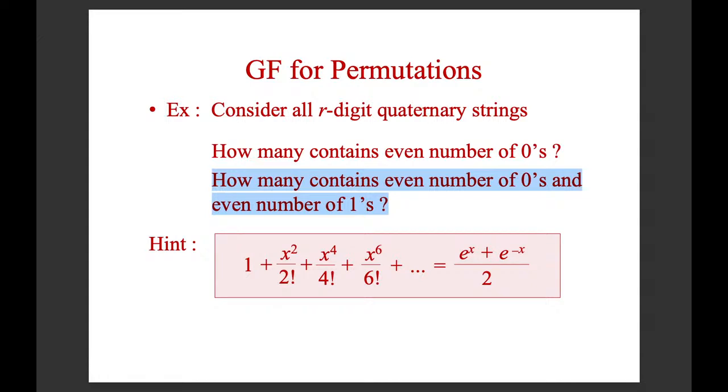And then multiply them with e to the power 2x. So we get the EGF of the whole system. And then we can analyze the coefficient of x to the power r and then derive the answer. Okay, so this is finding an even number of zeros, right?